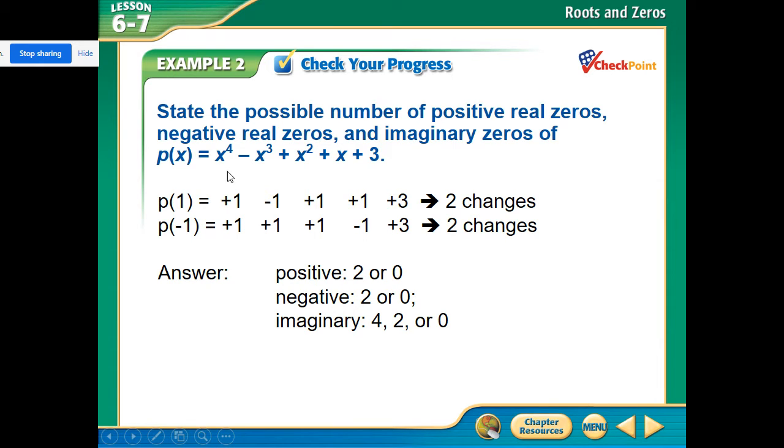Now, doing -1 in here, the 4th power doesn't change. The 3 does. The 2nd doesn't. That one does, and that one stays the same, obviously. So now I look at changes here. I have a change here and a change here, so 2 or 0. So then for my imaginary, I have 4 possible, so it's 4, 2, or 0. Always subtract 2.